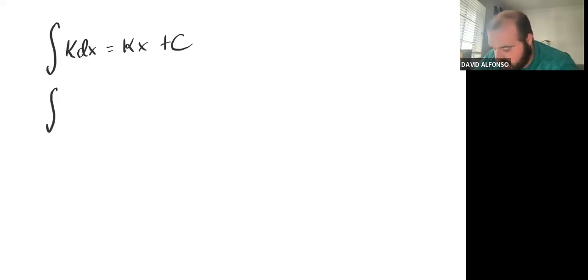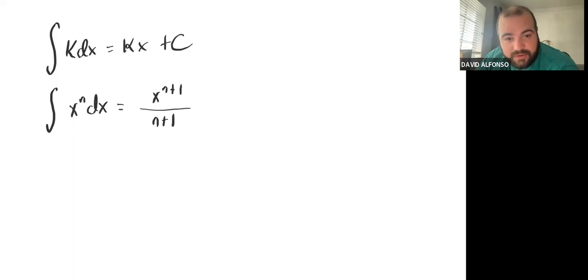Let's see here, the power rule of integration would be, so basically it's just like the total opposite. You add 1 to the exponent and then divide by the new exponent. You could also show it like this as well. But don't forget that plus C. Okay.